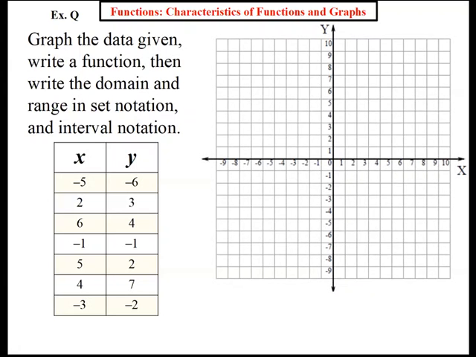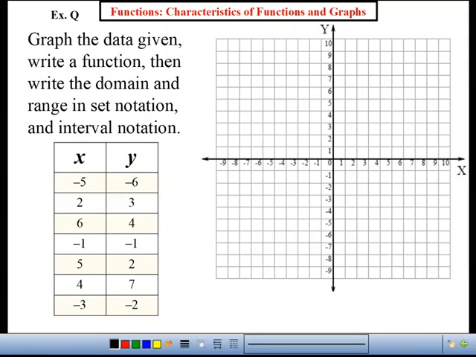So you copied the table, and the instructions are graph the data given, write a function, then write the domain and range in set and interval notation. So we're just going to change the order a little bit. I'm going to leave write a function till the end. So what I want to do first is graph the data. We're going to identify the domain and range, and we're going to write in set notation and interval notation. So let's do that first.